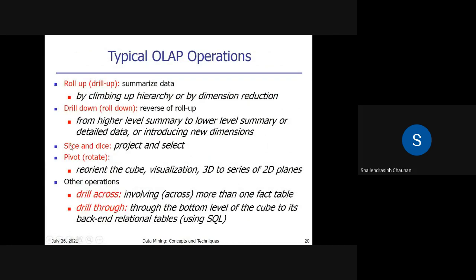In slice and dice, for slice that we all know, let us say you are having a cube and you are just cutting a slice from it. Fine. So what is slice? Dicing. In dicing, you are preparing a dice from the cube, and in pivot, you are rotating the dimensions. Fine. So all these operations we are going to discuss in detail now. And other operations are also there, like drill across and drill through. So those are other operations.